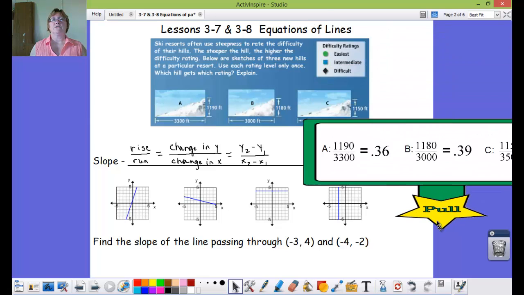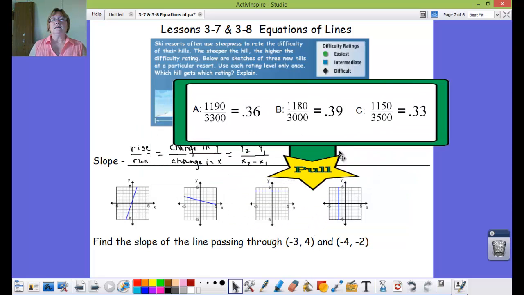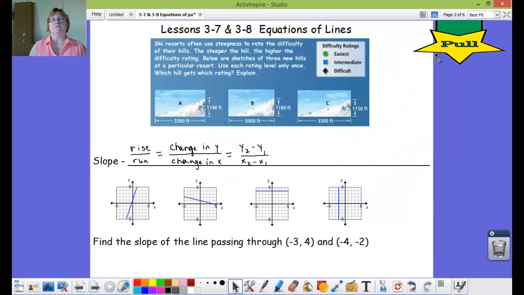Here are my calculations. The A run, rise, that is the up and down over run, came out to be a ratio of 0.36. The B run, 1180 divided by 3000, came out to be 0.39, and the C run, the easiest one I would say, because the slope is 0.33. Most difficult would be the B run, and that was just to get us remembering a little bit about slope, rise over run.